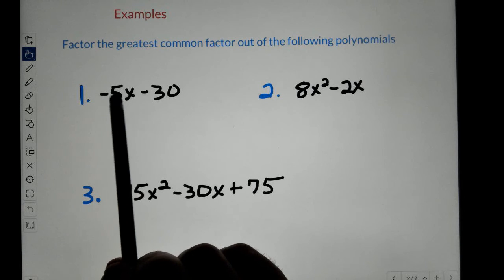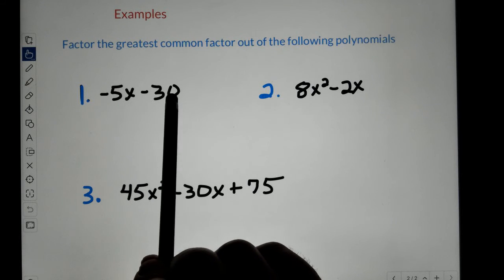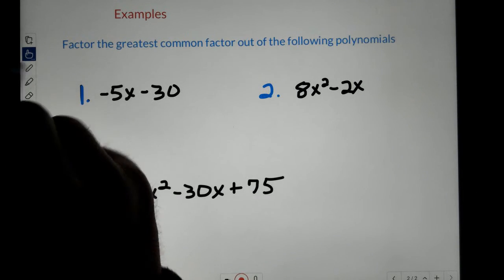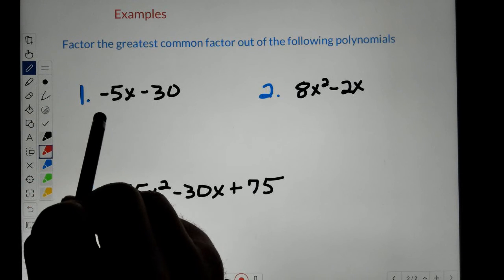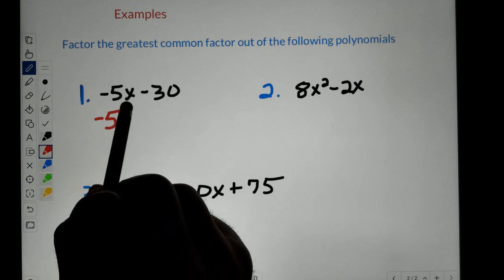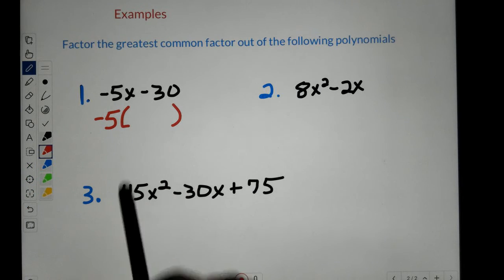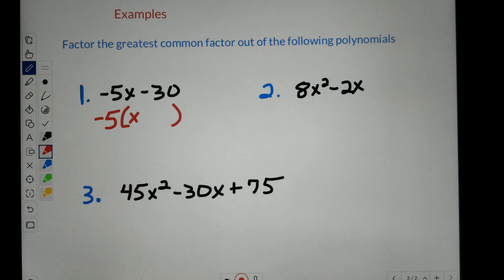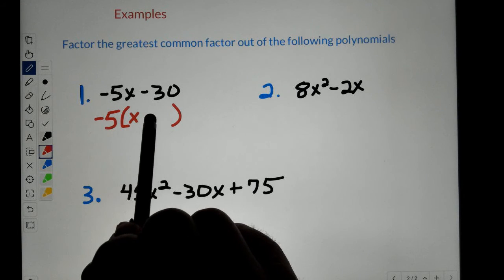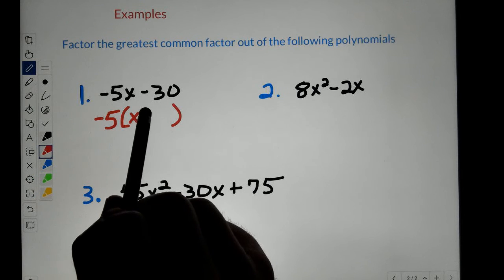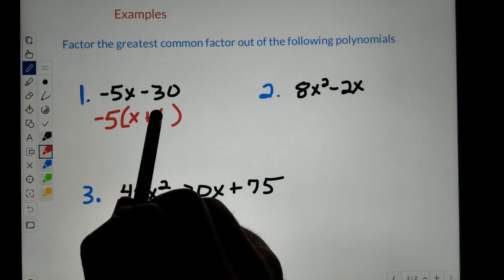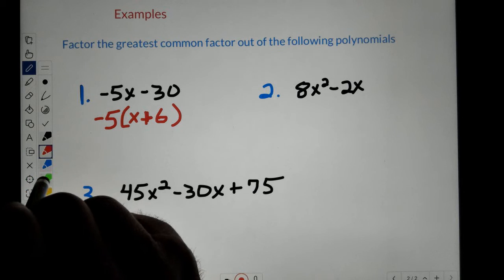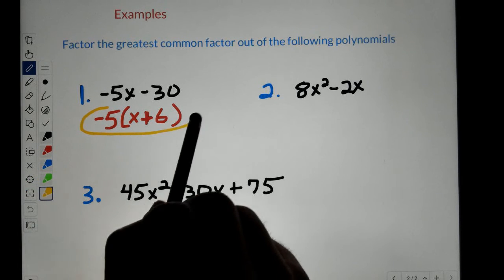Now, because this is a negative 5x and a minus 30, we could actually take out a negative 5. So when we do that, we're going to factor out a negative 5. That means, in parentheses, we're going to put what is remaining. Well, to get back to negative 5x, we would need to multiply it times x. And then negative 5 times what equals negative 30? Well, that would be positive 6. So we would have x plus 6 inside the parentheses. And that is how we factor out the greatest common factor.